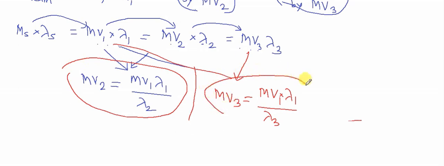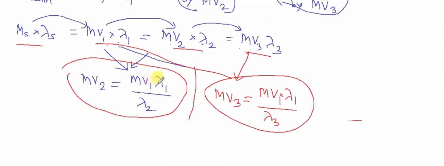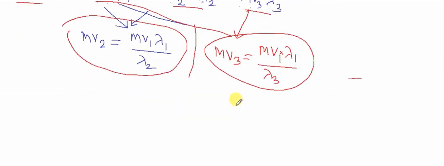Another important point: heat given by steam, heat absorbed in the first effect. The same heat is given in the second effect, heat absorbed. The same heat is given in the third effect and heat absorbed. Okay, so we get mV2 equal to mV1 lambda 1 by lambda 2, similarly we get mV3, that is equal to mV1 into lambda 1 divided by lambda 3.